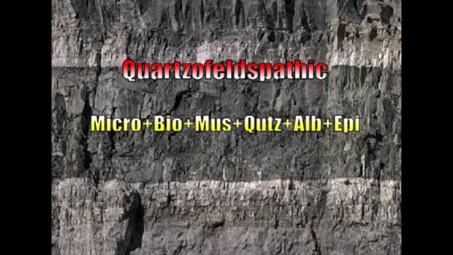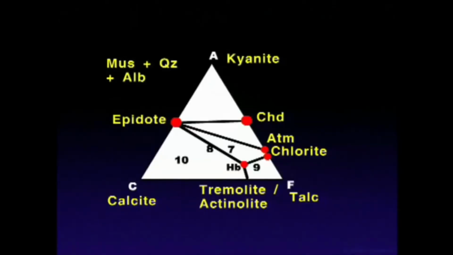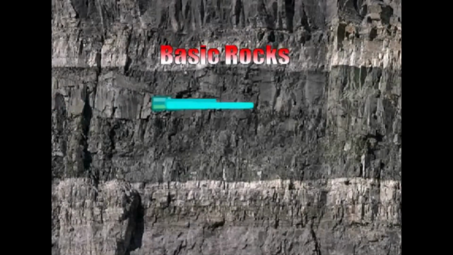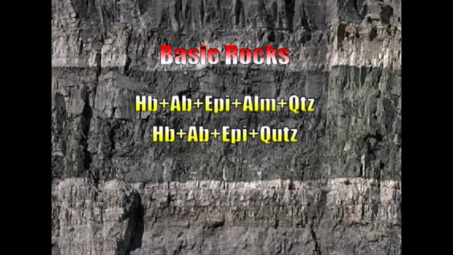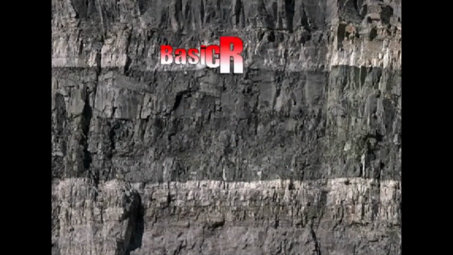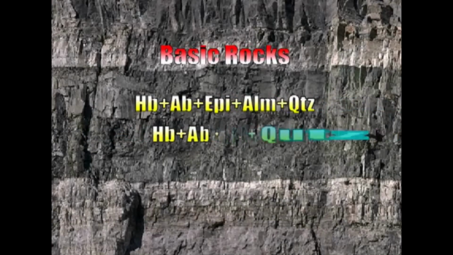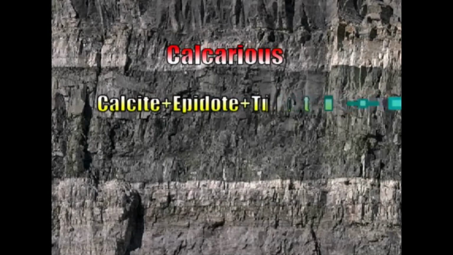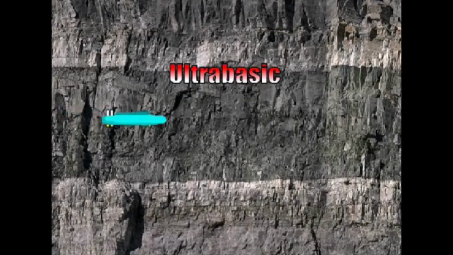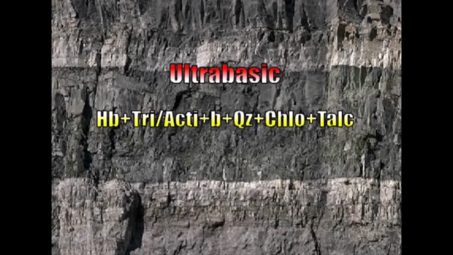The basic assemblage as per the ACF diagrams is hornblende, epidote, tremolite, actinolite, hornblende, albite, epidote, quartz. The calcareous assemblage: calcite, epidote, tremolite, actinolite, and calcite, tremolite, actinolite plus or minus quartz. The ultrabasic assemblage is as follows: tremolite, actinolite, almandine garnet, talc, etc.